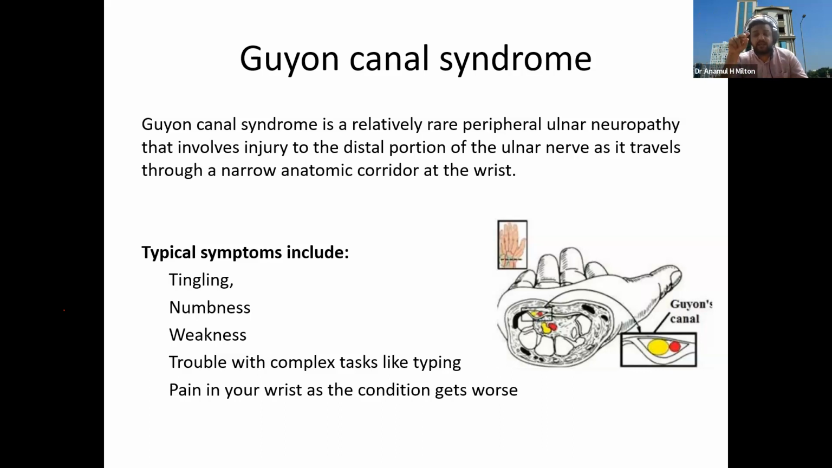In this area, if there is any compression, either from outside, or any ganglion, or any growth, or bony osteoarthritis or osteophytes, it compresses the ulnar nerve, and there are symptoms like tingling, numbness, weakness, and trouble with complex tasks like holding a pen and writing. These are considered the Guyon's canal symptoms.